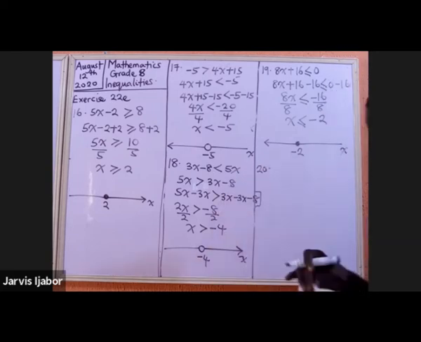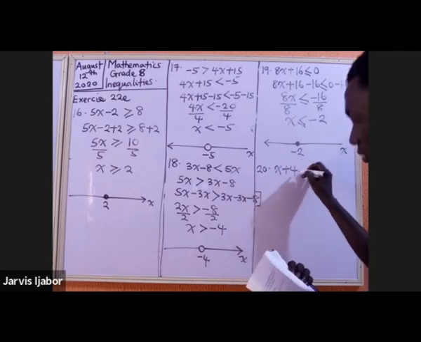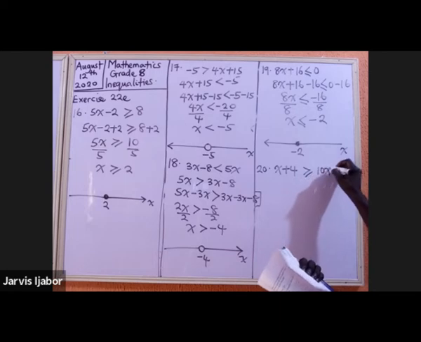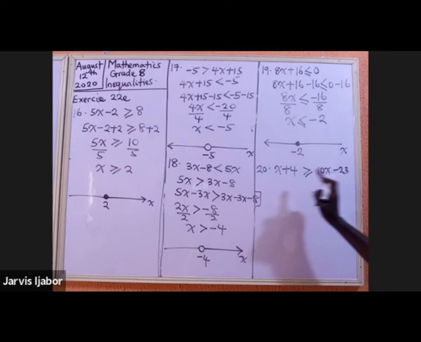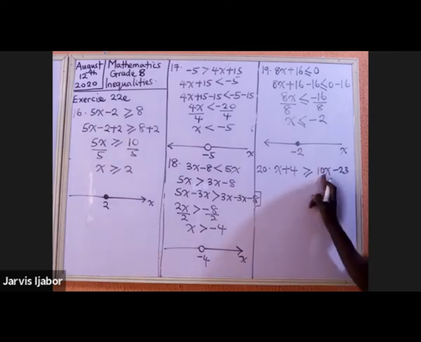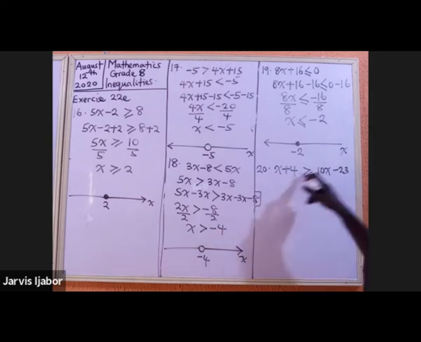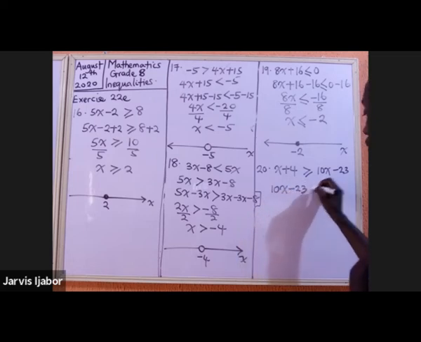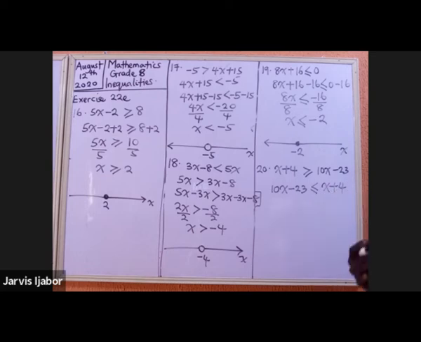In question 20, x plus 4 will be greater than or equal to 10x minus 23. Now, take note of this problem. Where is x bigger? X is bigger here. So what that means is that I will have to rewrite this. And in rewriting, if this is bigger than this, it means that this will be less than or equal to what?